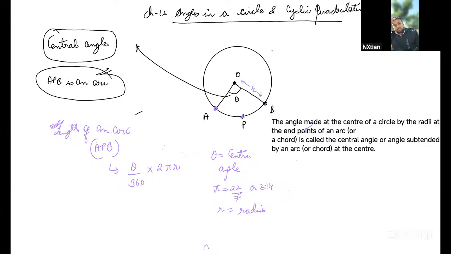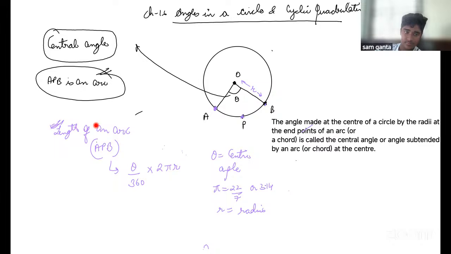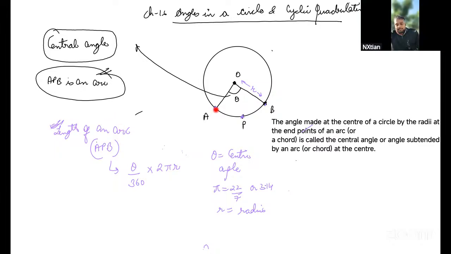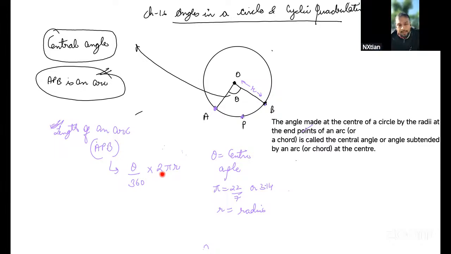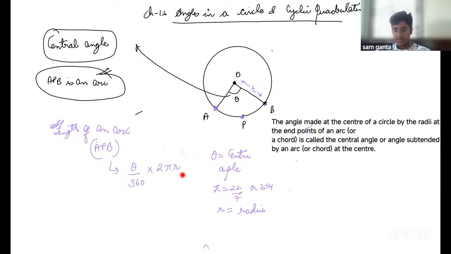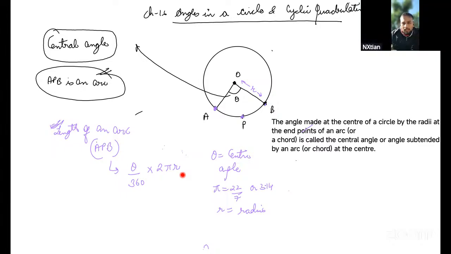Yes or no? Did you understand, Sam? Can you explain it again? Which part? The formula. See, the length of an arc means this. What is the distance of this APB? So how will you find the length of APB? Theta, the central angle, upon 360 into 2 pi r. Okay. Did you listen, Hannah? Abigail, Joshua, Jehovan, got it? Okay, now quickly write it down.